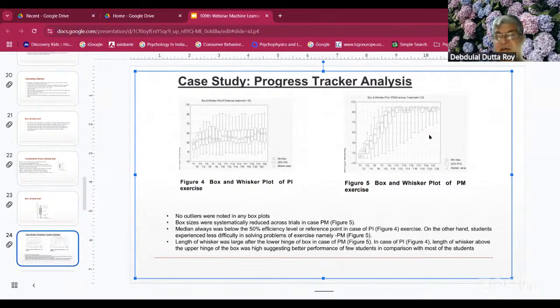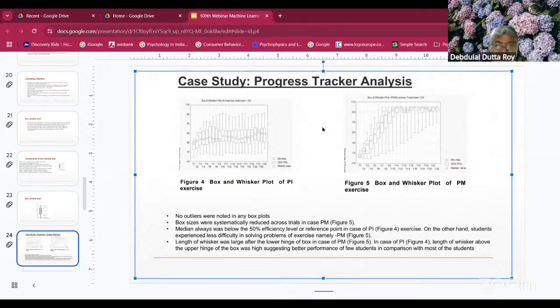Progress tracker analysis is very, very important in school psychology, because a progress tracker can provide information to all the students, even all the teachers, about how far your students have learned the specific lesson and where lies the difficulty.